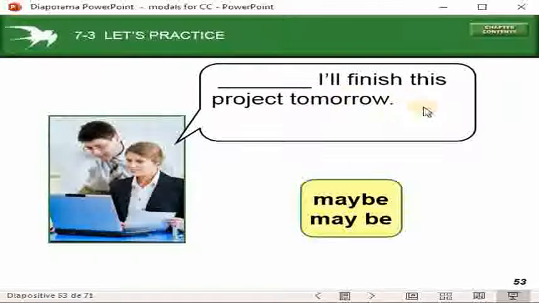Maybe I'll finish this project tomorrow. So here we need to use an adverb at the beginning of the sentence. So we are going to use maybe, this is the adverb here. Maybe I'll finish this project tomorrow. ممكن أنني غادي نساري هذا المشروع غدا. ربما سأنتهي أو سأنهي هذا المشروع غدا tomorrow.